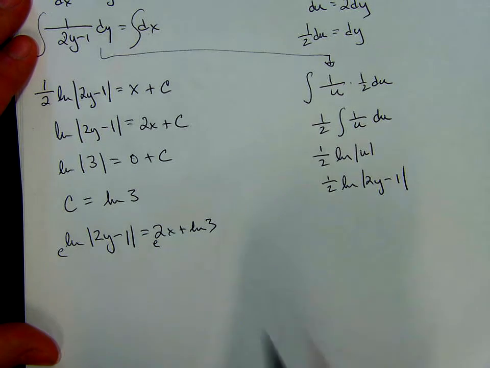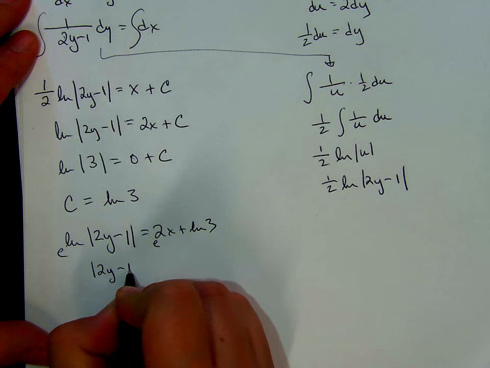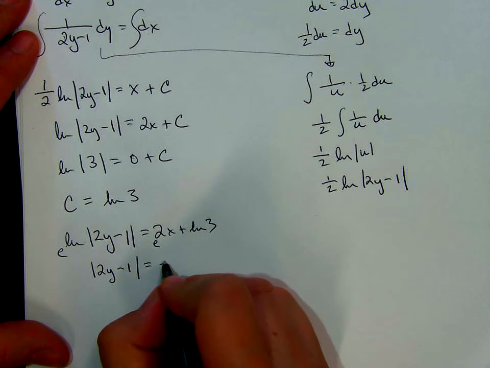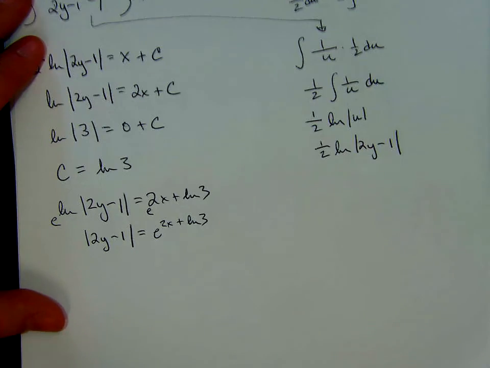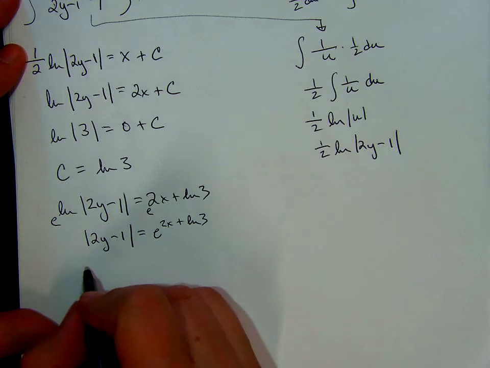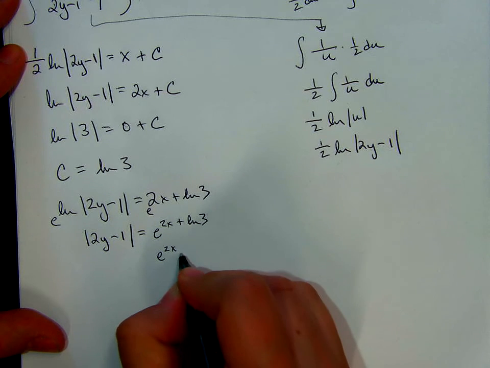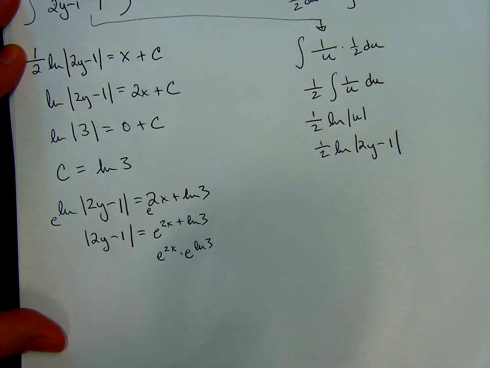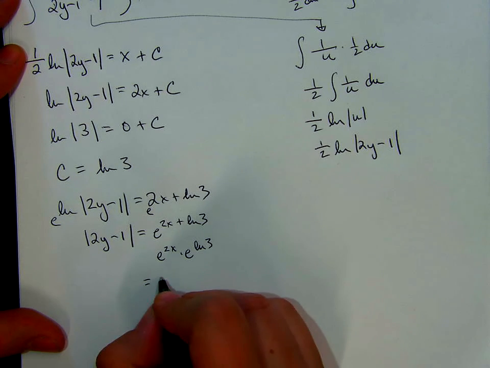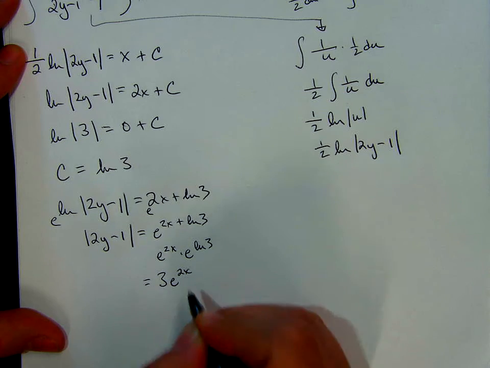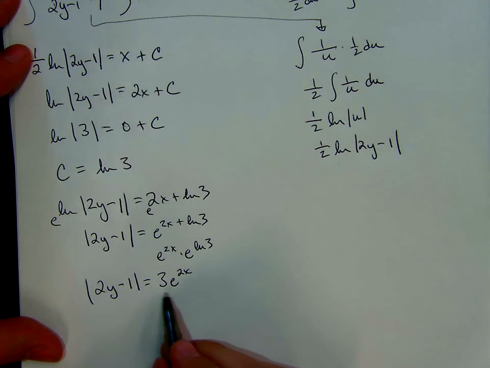Both sides will become powers of e, and that gives me absolute value 2y minus 1 equals e to the 2x plus ln 3. And now with this one, this is the one we have to remember. You can say, well, e to the 2x plus ln 3 is the same as e to the 2x times e to the ln 3. And with e to the ln 3, the e and the ln essentially cancel out, so you end up with 3e to the 2x power. So 2y minus 1 equals 3e to the 2x power.